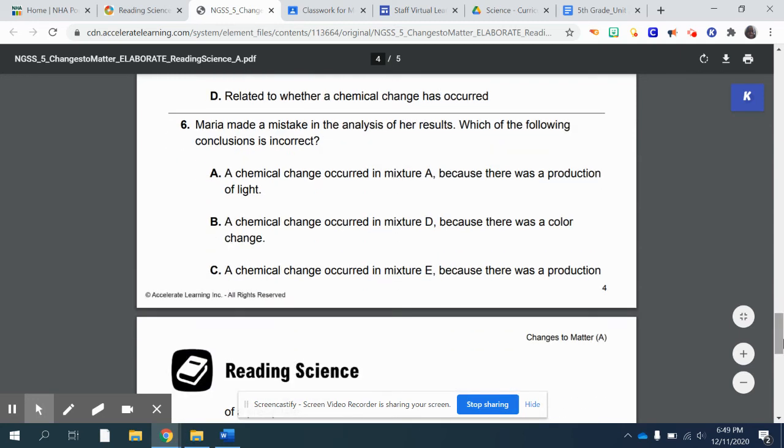6. Maria made a mistake in the analysis of her results. Which of the following conclusions is incorrect? A, a chemical change occurred in mixture A because there was a production of light.